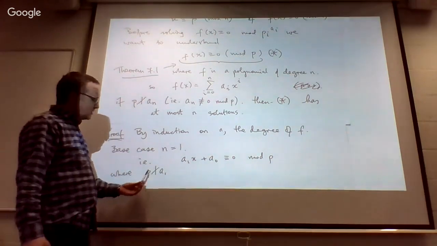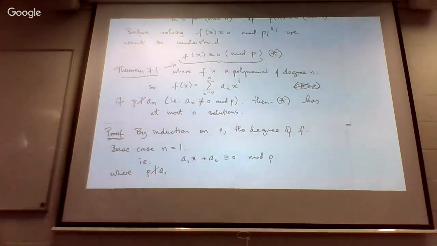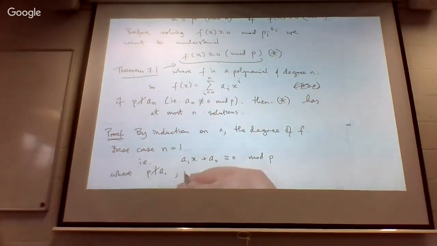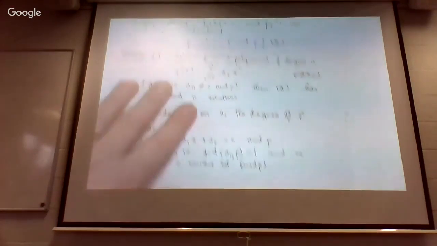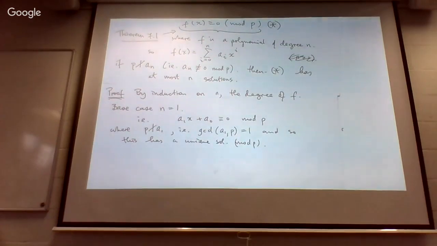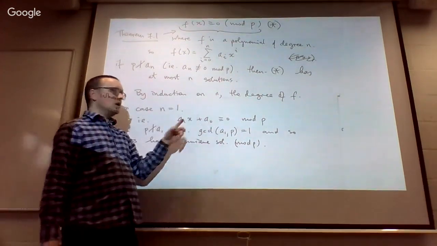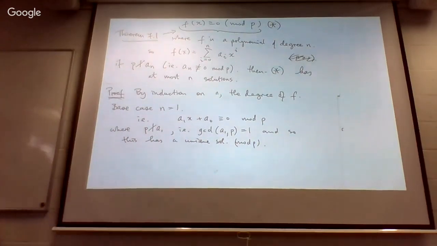And if the prime number does not divide this coefficient of x, that means the GCD of a1 and p is 1, and so this has a unique solution mod p. A unique solution, i.e. one solution. So this polynomial of degree 1 has one solution. So the theorem is true. 1 is an upper bound on the number of solutions.